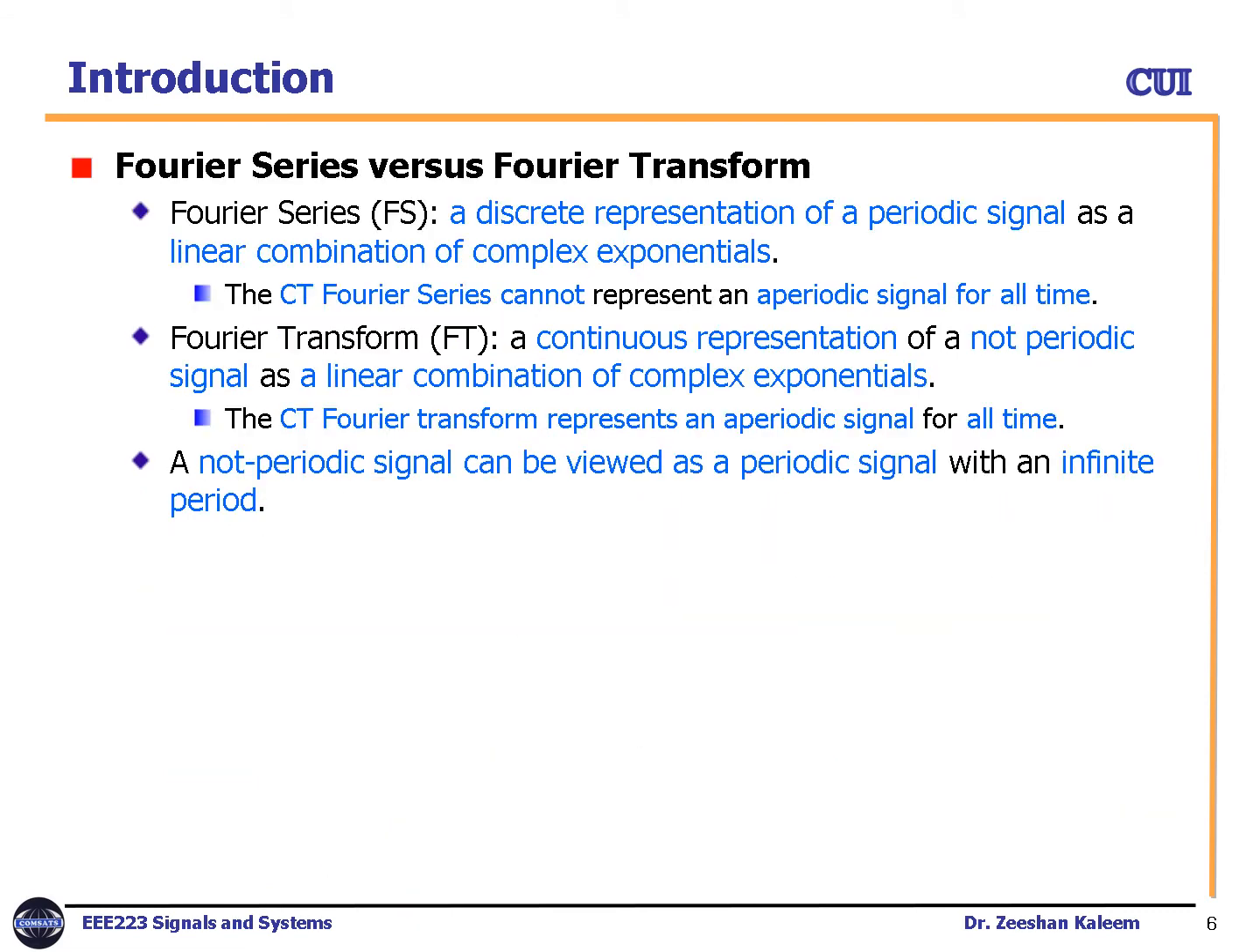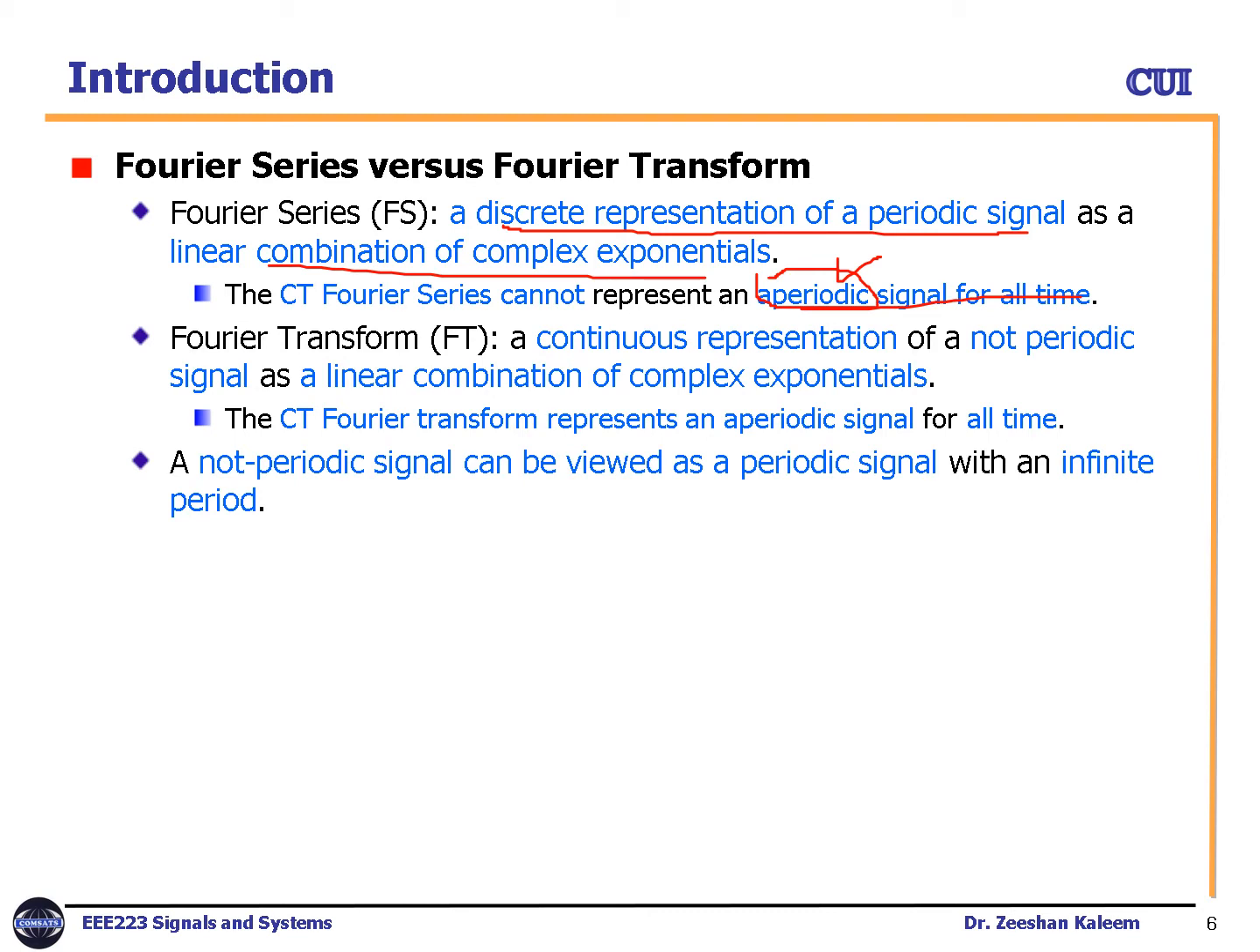Fourier series versus Fourier transform. As I already discussed, but let's discuss again. Fourier series is a discrete representation of a periodic signal as a linear combination of complex exponentials. The continuous time Fourier series can't represent an aperiodic signal for all time. Aperiodic and non-periodic mean the same thing; we sometimes call it a non-periodic signal. So the Fourier series cannot represent an aperiodic signal for all time.